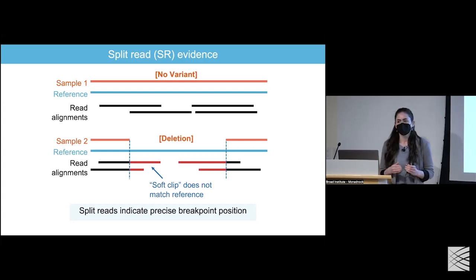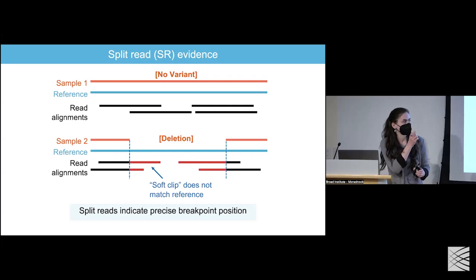Those occur because that deleted region does not exist in sample 2. So those reads span from the left to the right side of the deletion. But when we attempt to align them back to the reference, we now have that deleted region present, so there is a mismatch between what we expect to see in that location compared to what we observe in the sample, and we get split reads. An important thing about split reads is that they can actually tell us the precise location of the structural variant breakpoints.